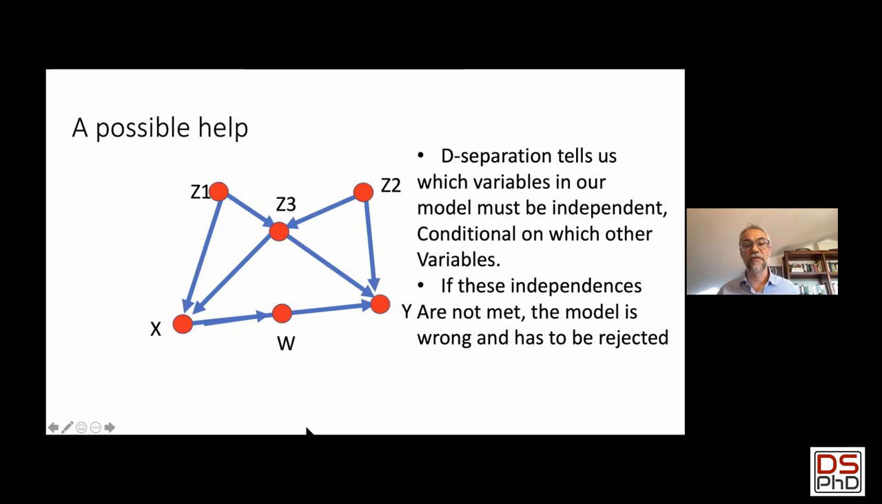So d-separation tells us which variables in our model must be independent, conditional on which other variables. So if these independences are not met in my data, if I calculate independence in my data and these independences are not met, the model is wrong and has to be rejected. What do I mean by independence?